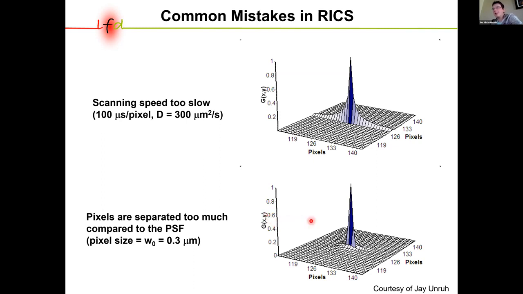The other example on the bottom row is that, as just mentioned, the pixel size should be smaller than the point spread function size. If you're not doing that, for example, here the pixel size was set equal to the point spread function size, then your data gets all compressed into a few pixels and you'll no longer be able to accurately get the information of the diffusion coefficient from the shape of this function that you are trying to fit.